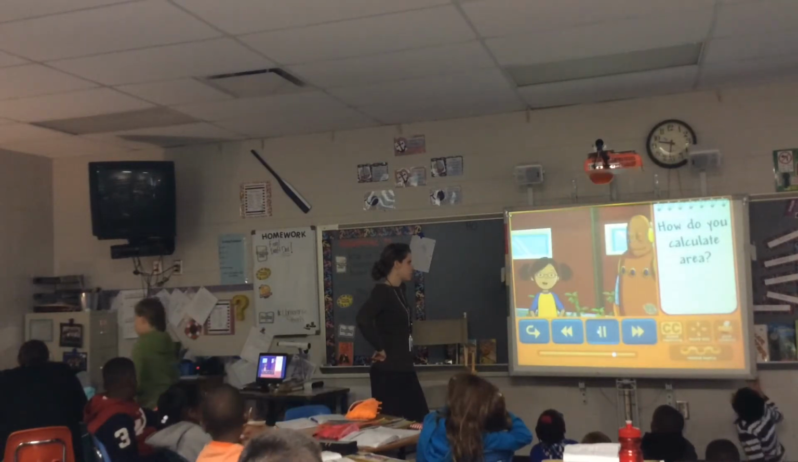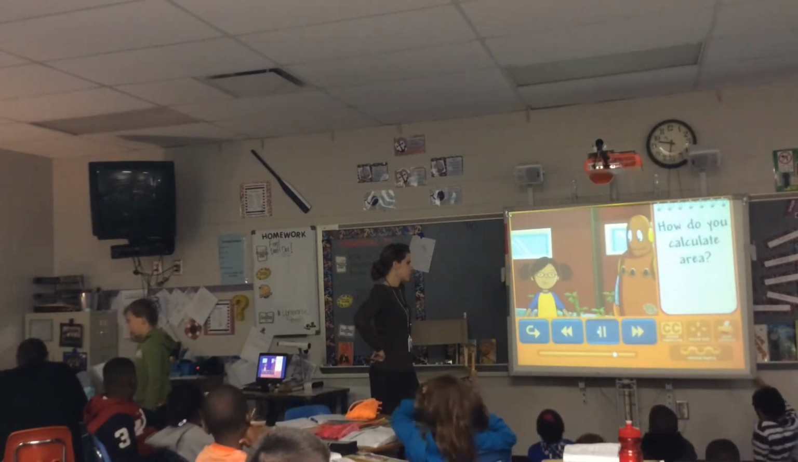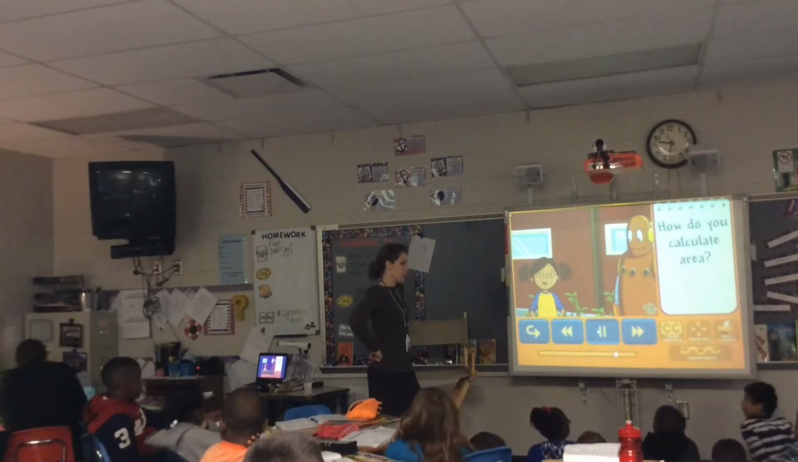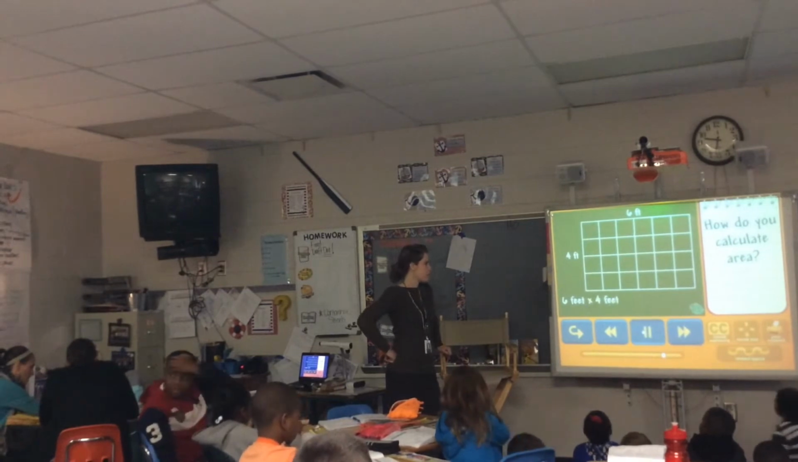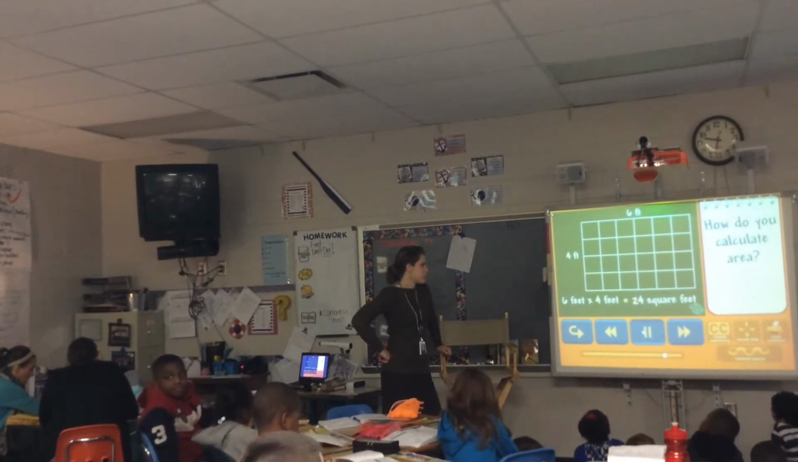Instead of counting all the squares, you can multiply the length and width to find the area. And that's just what Daquan did. 6 feet times 4 feet is equal to 24 square feet.